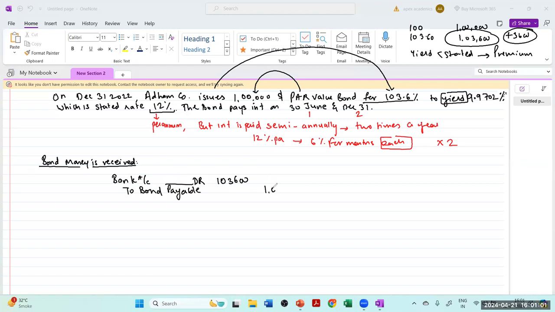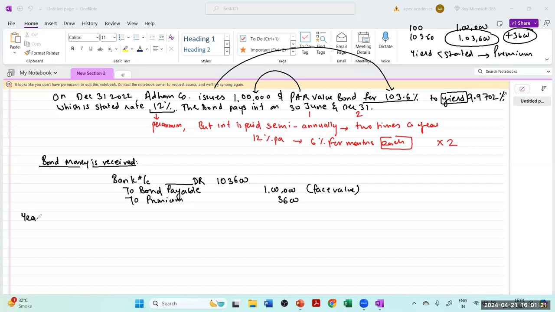It's absolutely the same thing. This will always be your face value. To premium. What is this going to be? 3,600. Correct? Now this premium has to be amortized.